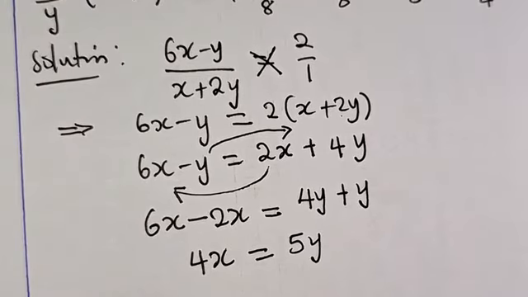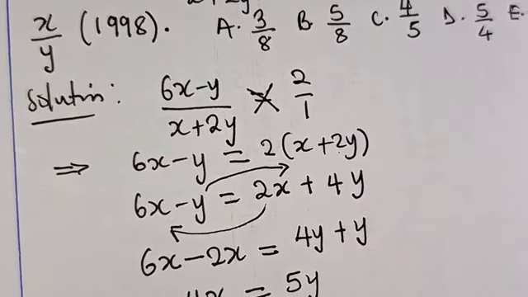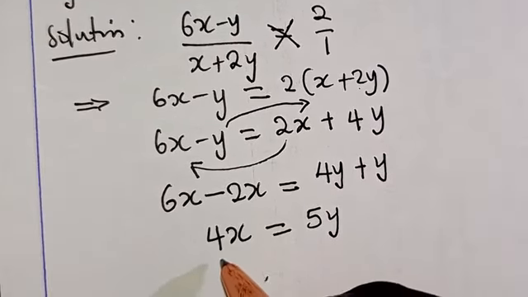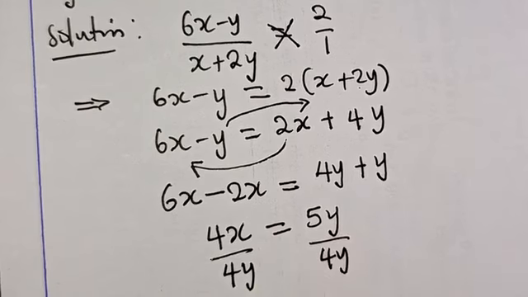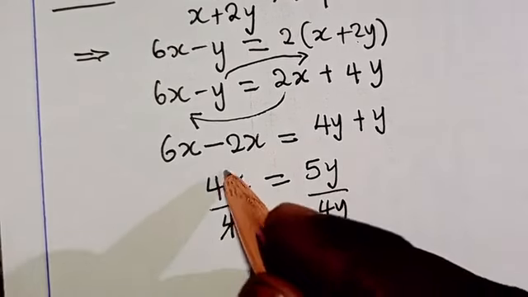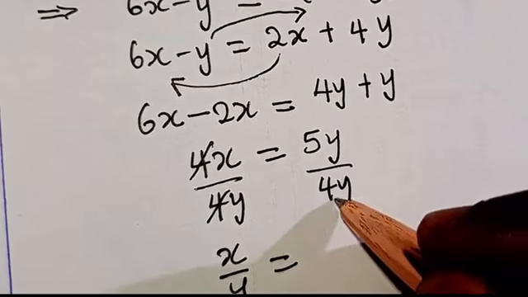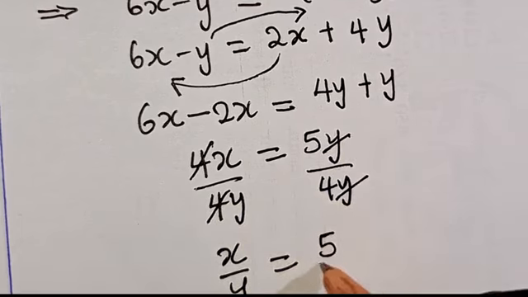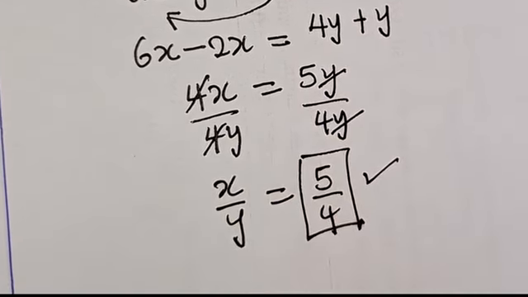But the question said we should look for x over y. So what will be our x over y? Therefore what we need to do is divide both sides by 4y. You see that here, 4, we cancel this 4, we're going to have x over y is now going to be, y, we cancel y, so we're going to have 5 over 4. So 5 over 4 is the solution to the problem.